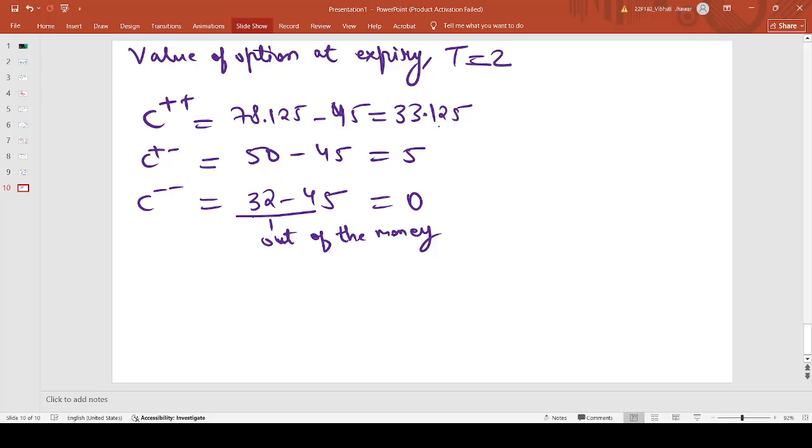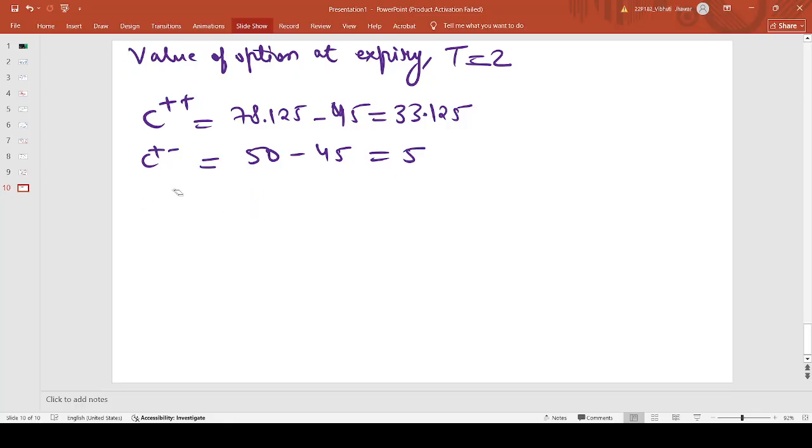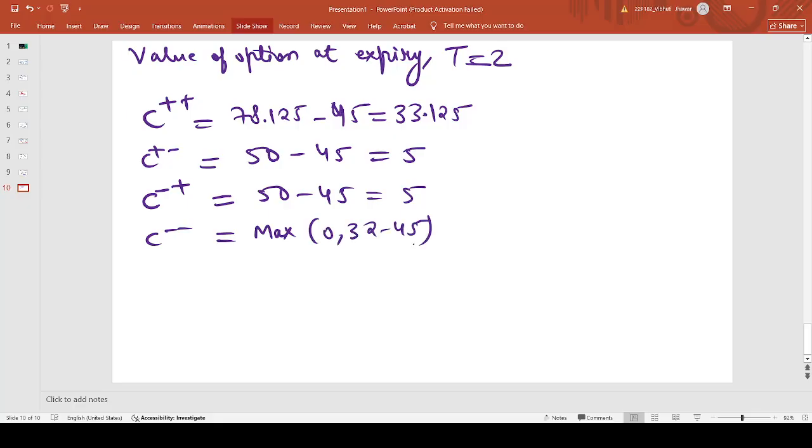So, to better understand, let's just do it like this. C minus plus: when the value goes down and then it increases. So it is 50 minus 45, 5. I know it's one and the same thing, but it will help us understand. C minus minus is the maximum of 0 or 32 minus 45. This is how you denote it, which is 0.